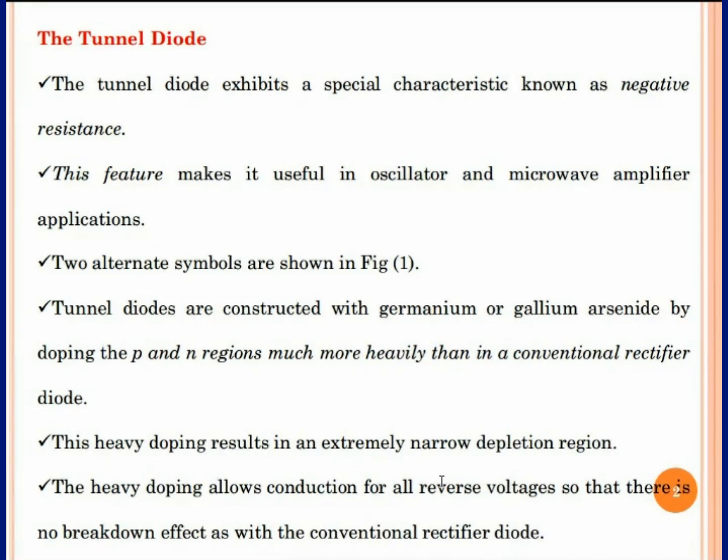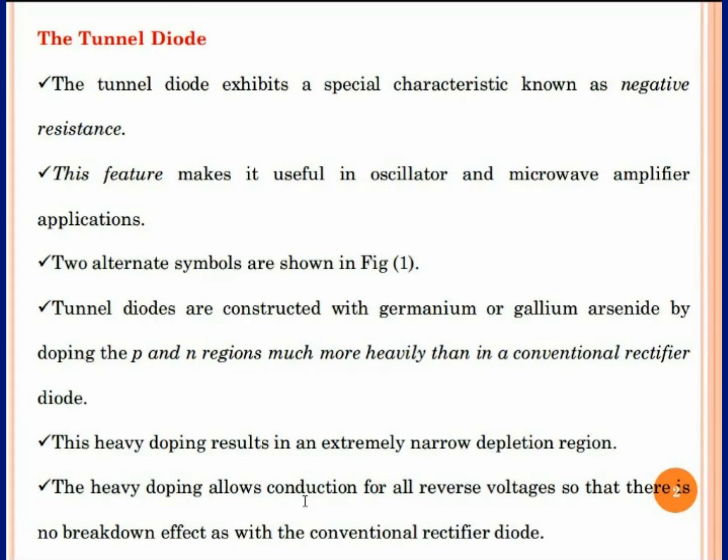So the depletion region is narrow. When the depletion region is narrow, what will happen? The energy that the electron has at room temperature is sufficient to tunnel through. That means instead of jumping over the barrier to the other side, it will pass through the tunnel, through the barrier, and go to the other side.